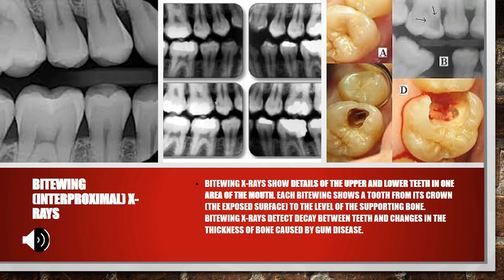Bite wing x-rays are usually taken of the crown of the tooth to the supporting bone structure. This helps us to identify potential problems specific to individual teeth. This may be changes in the thickness of the bone caused by severe gum disease, but also cavities within the tooth structures itself.